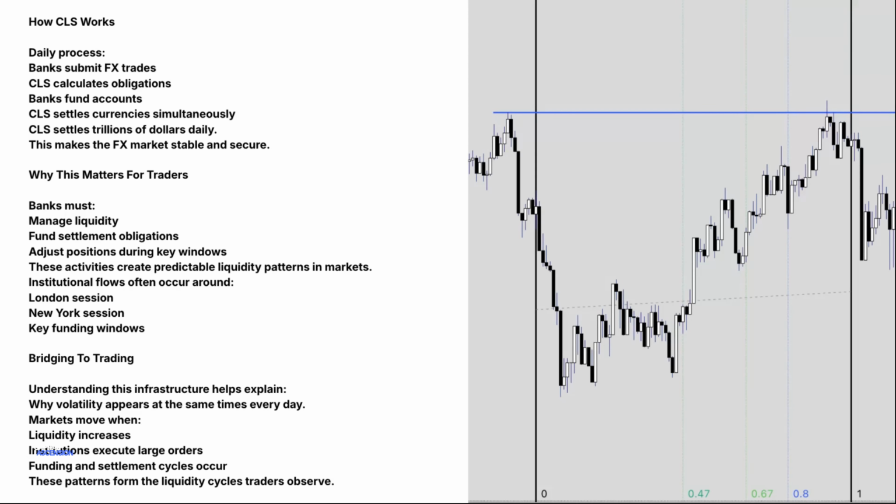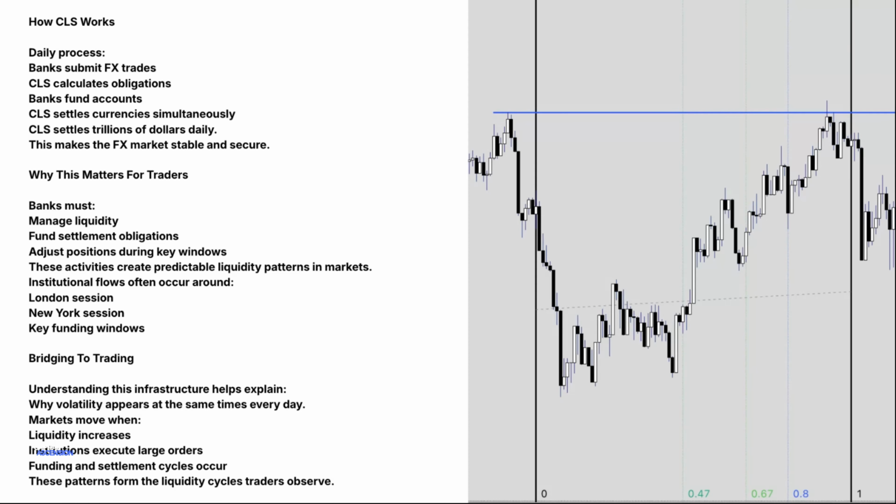Bridging this to our trading, understanding this infrastructure helps explain why volatility appears at the same times every single day. And that is what we are going to learn inside of this section of Capital Ascension, or inside of the CLS settlement course. Markets move when liquidity increases, institutions execute large orders, funding and settlement cycles occur. These happen every single day, and we are going to make the most of it. These patterns form the liquidity cycles traders observe daily, but they do not realize it.